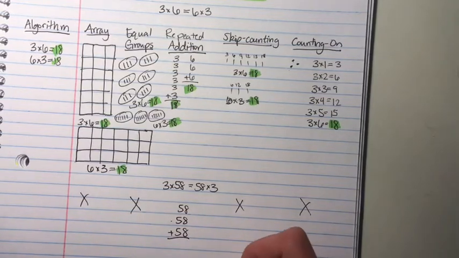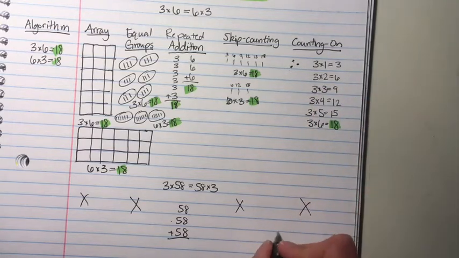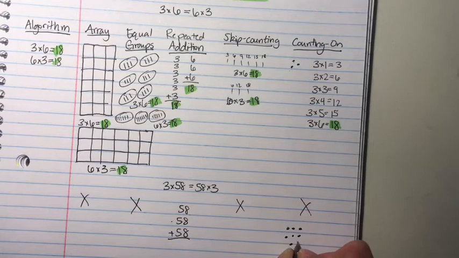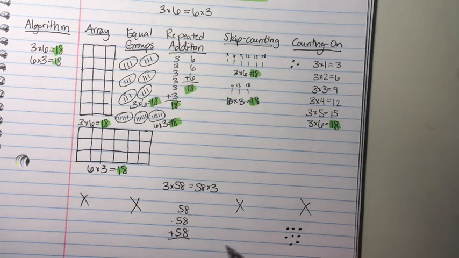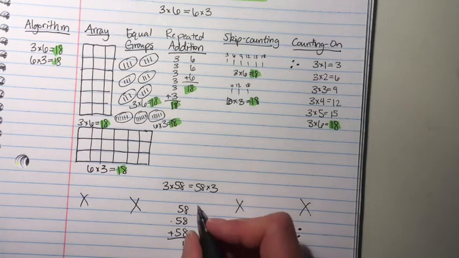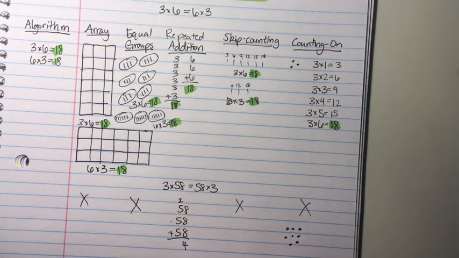8 plus 8 plus 8. Now, if you're having any trouble with that, use your fingers or use that counting on method. 1, 2, 3, 4, 5, 6, 7, 8, 9, 10, 11, 12, 13, 14, 15, 16. So that's 16, 17, 18, 19, 20, 21, 22, 23, 24. And then because that 20, of course, belongs in the tens place, I'm going to carry my 2.